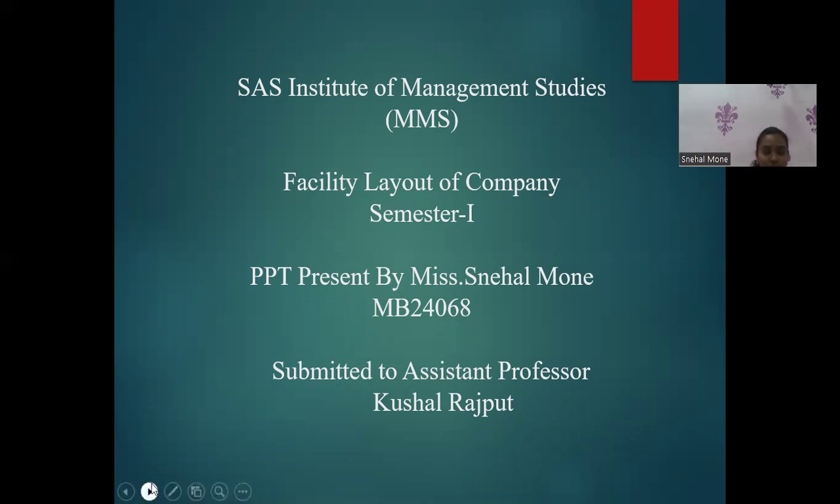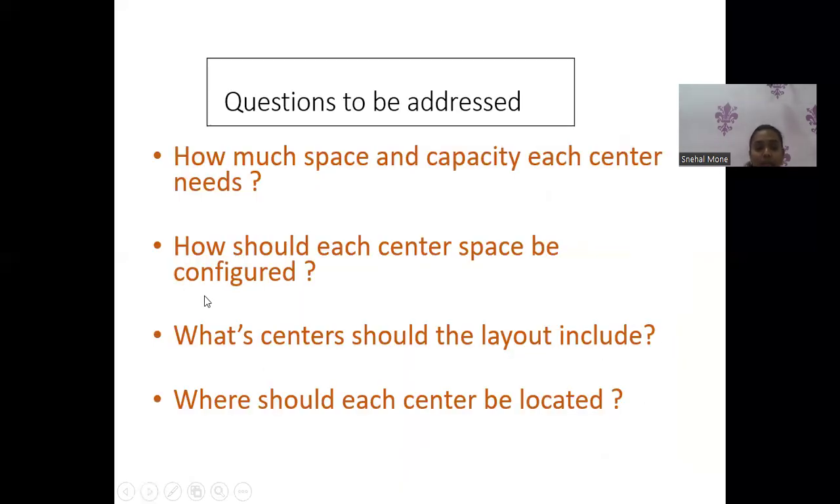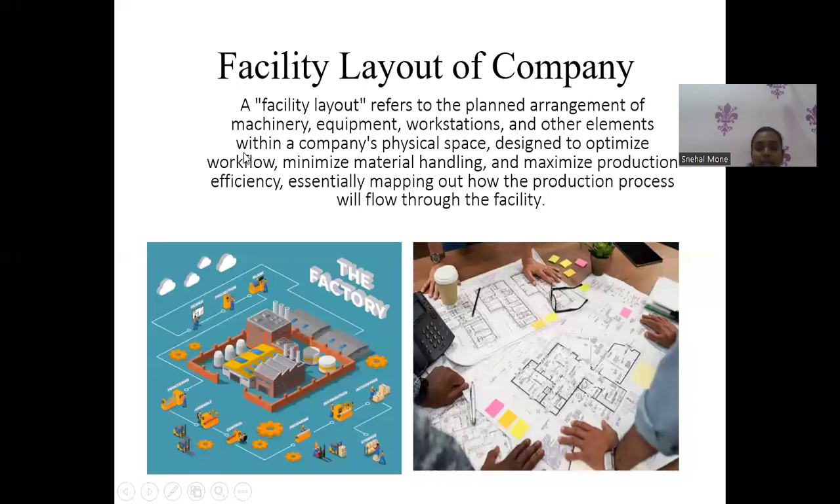So, what is facility layout? Facility layout is a space in which business activities take place. Layout shows how the work will be performed. It includes your departments, your workstations, elements, and other physical spaces.